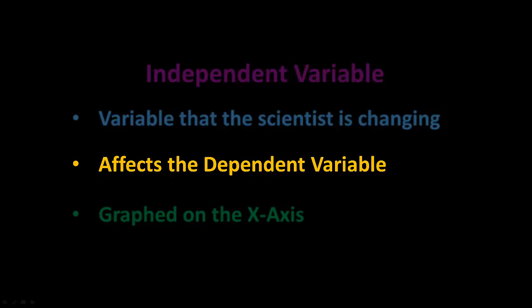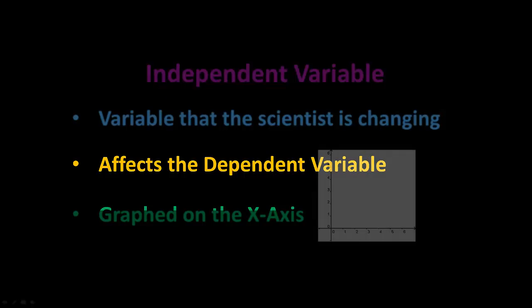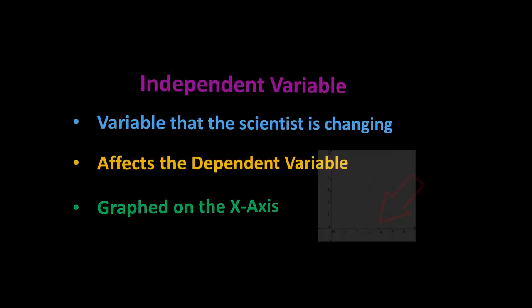So if I wanted to see the type of dog food my dog ate the most of, the variable that I would change would be the type of dog food. So the type of dog food would be the independent variable. Independent variables are always graphed on the x-axis.